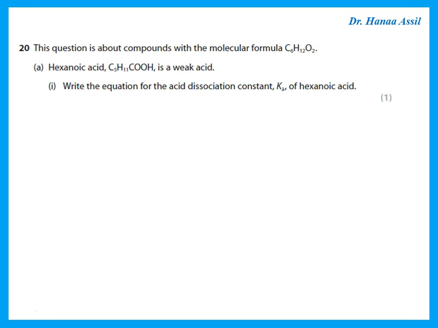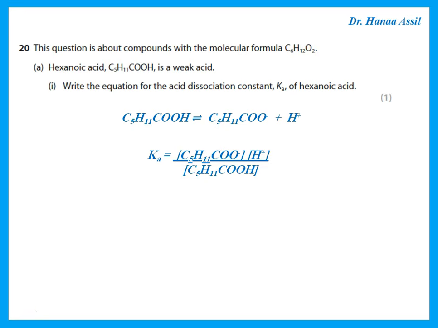This question is about compounds with the molecular formula C6H12O2. Hexanoic acid is a weak acid. Write the equation for Ka of hexanoic acid. So hexanoic acid, if it dissociates, gives C5H11COO minus plus the H plus. So the Ka is the concentration of products over the concentration of the hexanoic acid.